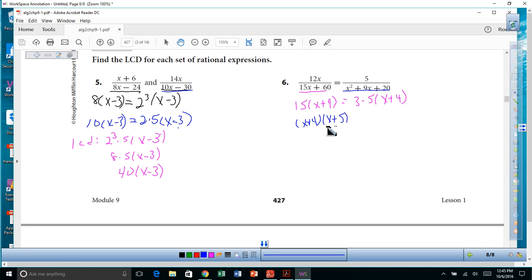Okay, so what do we got? We have 3 times 5. That's going to give you 15. x plus 4 in both of them. So we got 1 x plus 4. And then don't forget about this x plus 5 here. So we got 15 times x plus 4 times x plus 5. So that's the least common denominator there.